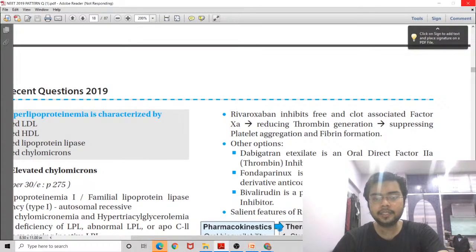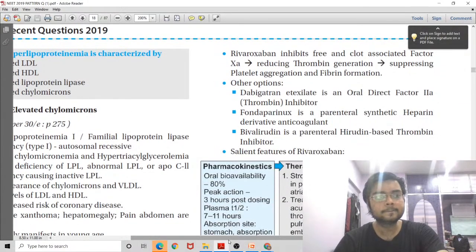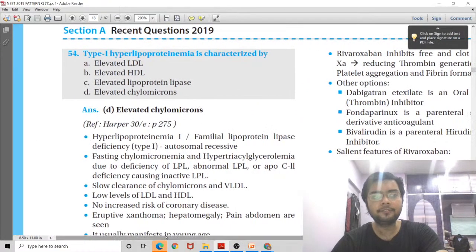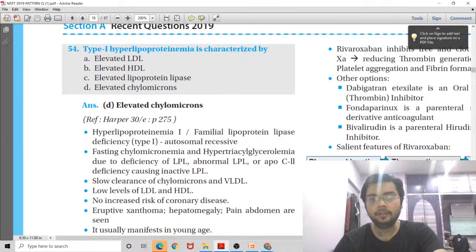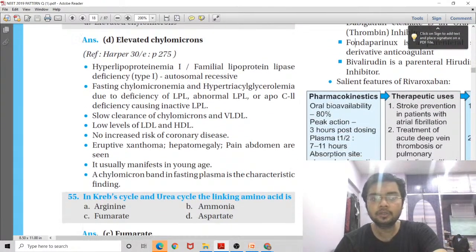Now let us see the trends from pharmacology, because pharmacology is also a very important topic and many of you have fear of it. One more important topic is hyperlipidemia. Like this they have asked, type 1 hyperlipoproteinemia is characterized by elevated chylomicrons. So likewise you should know all the types of hyperlipidemia and the hypo ones. You must have that chart in your notes. If you have written it, just revise and go through it.